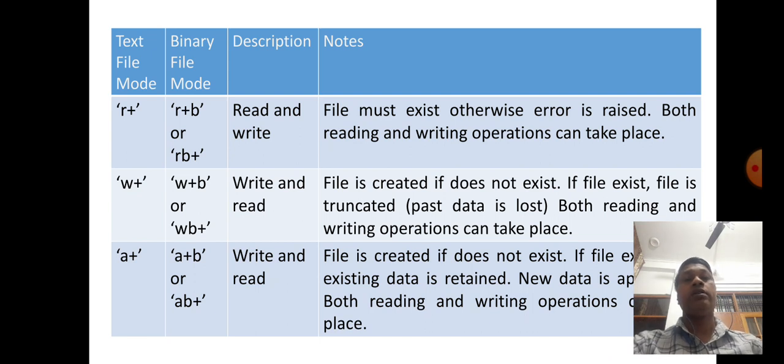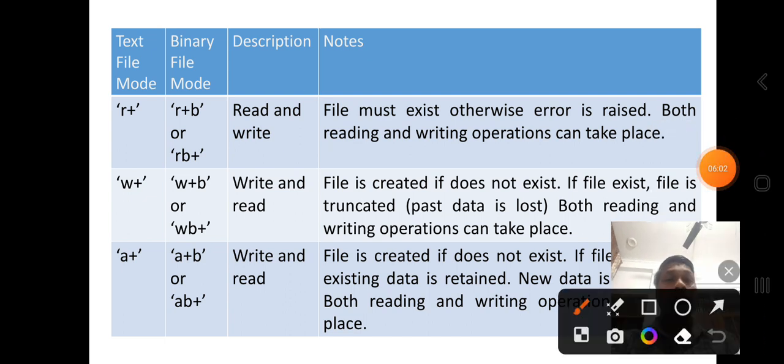And here are another three modes: r plus mode, w plus mode, and a plus mode in case of text files. And if you want to work on a binary file, then b is suffixed in the text mode, that is r plus b mode or rb plus mode, w plus b mode or wb plus mode, a plus b mode or ab plus mode. These are known as read and write modes.